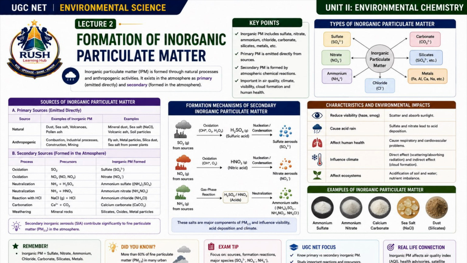Ammonia is released primarily from agricultural activities, livestock waste, fertilizer application, and certain industrial processes. Ammonia reacts with sulfuric acid and nitric acid present in the atmosphere. These reactions produce ammonium sulfate and ammonium nitrate particles. These compounds are among the most abundant secondary inorganic aerosols worldwide.